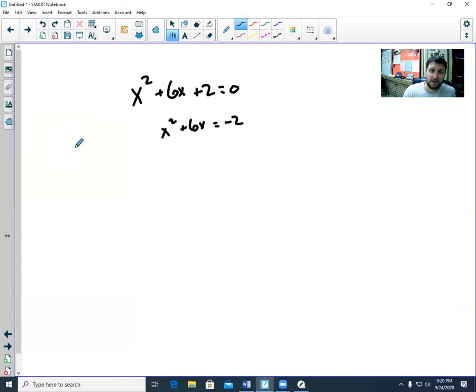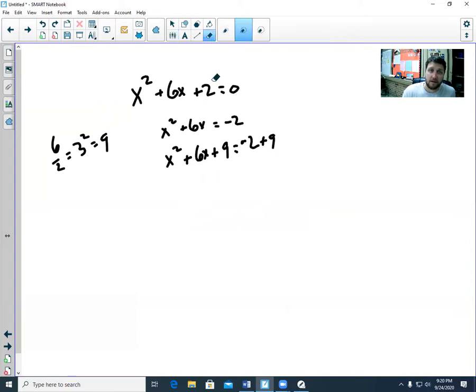I'm going to take b over 2, so 6 over 2. And if it's negative, make sure you bring the negative with it. So b over 2 is 3. I'm going to square that, and I get 9. I'm going to add 9 to both sides. So I get x squared plus 6x plus 9 equals negative 2 plus 9. And then I'm going to factor the one side now. So I'm going to get x plus 3 squared equals 7.